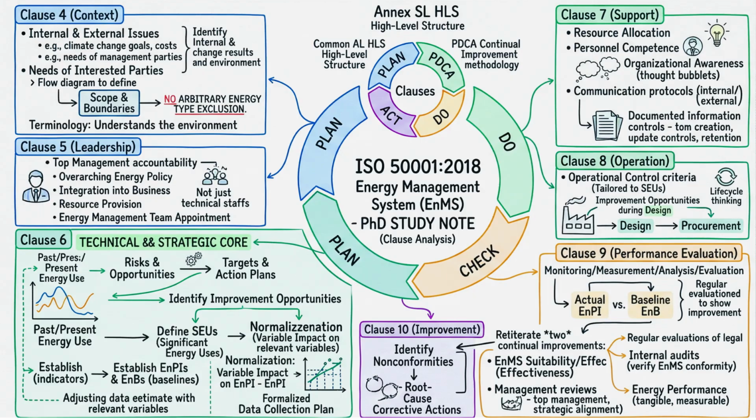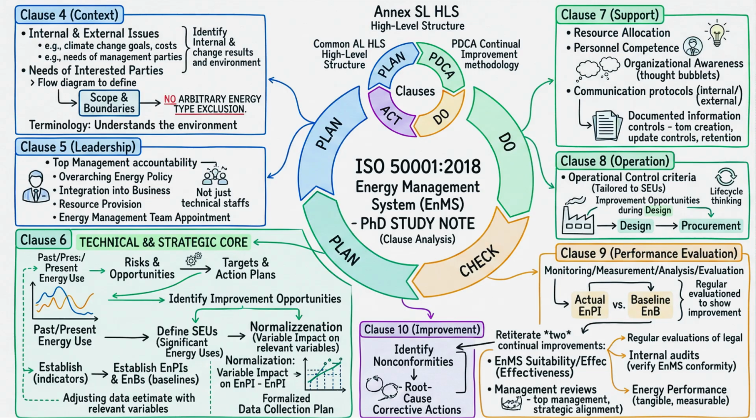Crucially, when defining the scope and boundaries of the energy management system, there must be no intended exclusion of any energy type. Electricity, fuel, steam, or renewables must all be considered. Terminology in this clause ensures everyone understands the organizational environment and can identify internal changes and their impact on energy performance. Moving clockwise to clause 5, leadership.